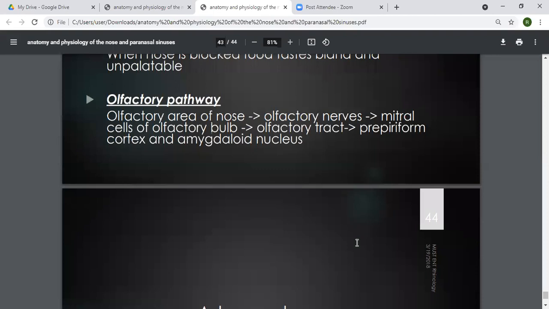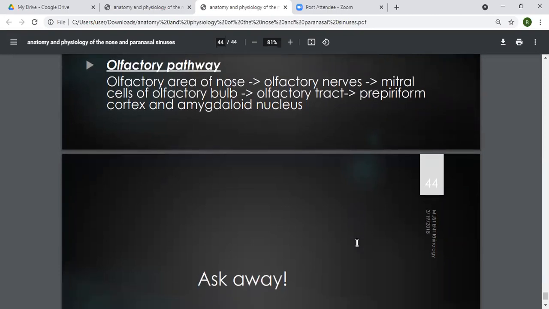So this is just the olfactory pathway, where we saw the olfactory area of the nose, the place that is innervated by the olfactory nerve. So you have stimulus from the olfactory area of the nose, and this goes to the olfactory nerve. From there, it goes to the mitral cells of the olfactory bulb, through the olfactory tract, and then the piriform cortex and amygdaloid nucleus in the brain.